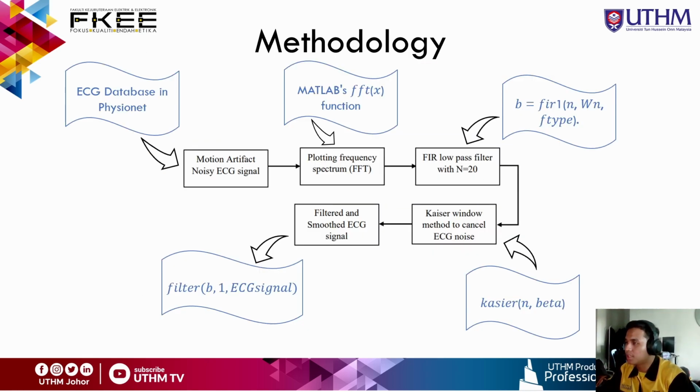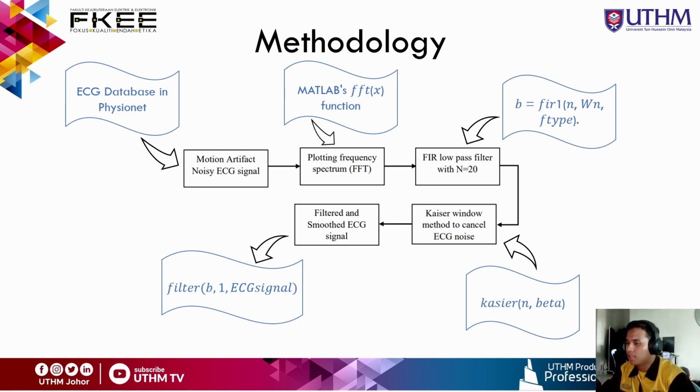So here is my methodology. There are five steps, shown in the block diagram. For the first one, the motion artifact noisy ECG signal will be taken from the PhysioNet database, and the second one is plotting the frequency spectrum with FFT, for which I will use the MATLAB fft function. The third one is the FIR low pass filter with n equal to 20. Here I will need to use the command b = fir1(n, wn, ftype).